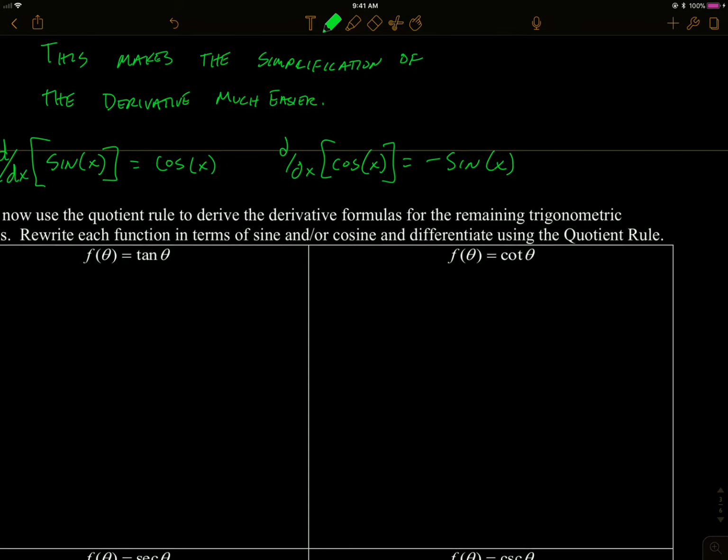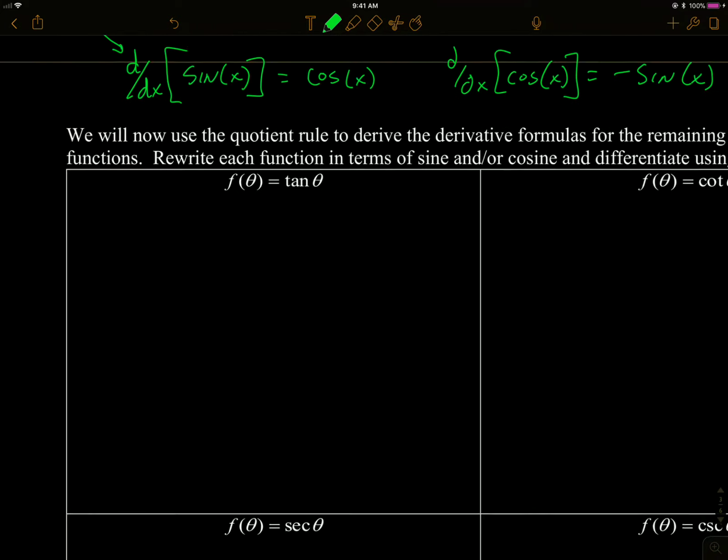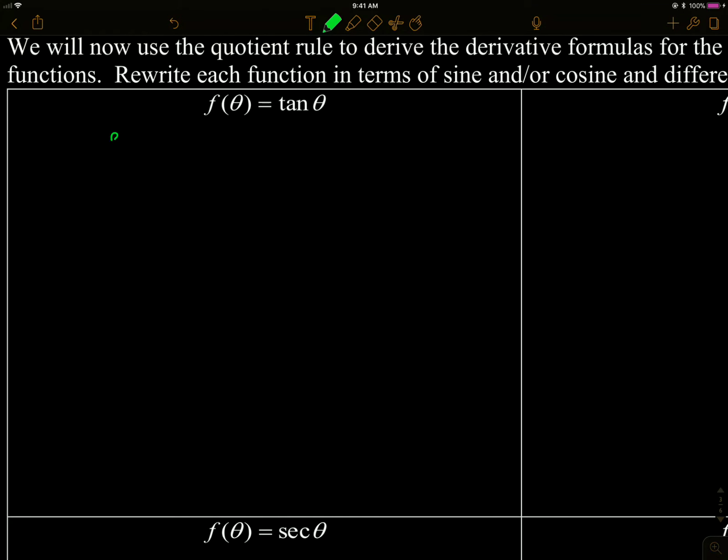But what about our other six basic trig functions? What about the derivative of tangent of x? What about the derivative of cotangent of x? Cosecant. So there's six basic trig functions. We're going to do that now. So what we're going to do is rewrite f of theta, tangent of theta, as sine of theta over cosine of theta. So let me try to say that again and see if it makes sense. We're going to rewrite f so that tangent of theta is rewritten as sine of theta over cosine of theta. Now that we have quotient rule, we can take this derivative.